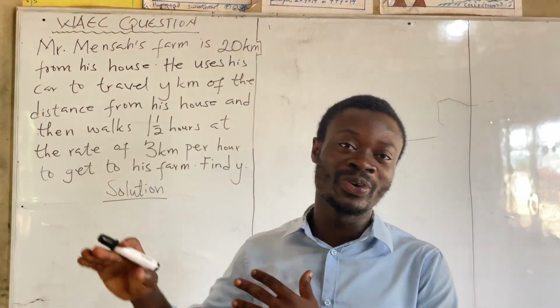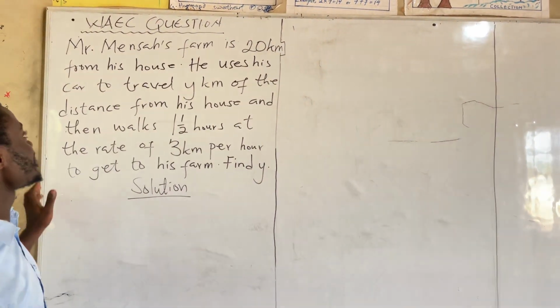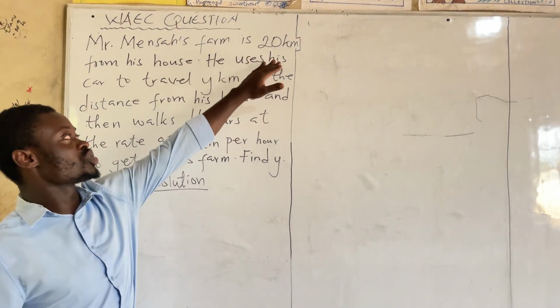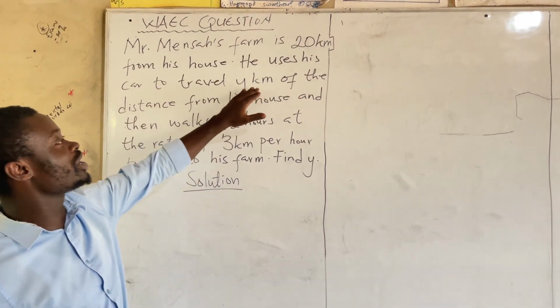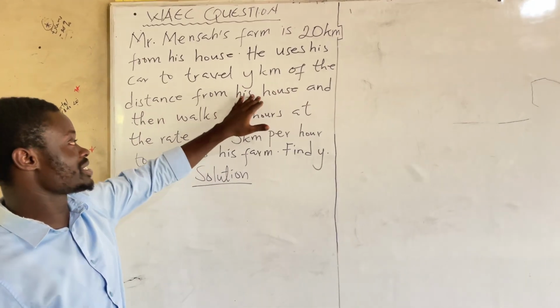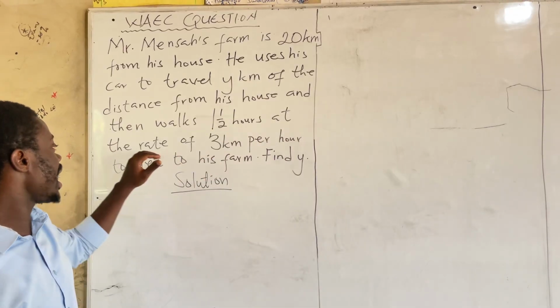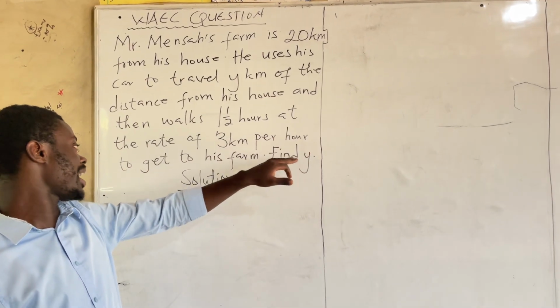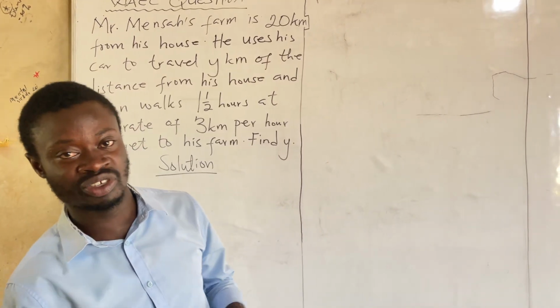Today we have a simple maths question on the board. Let's solve it. The question says, Mr. Mensah's farm is 20 kilometers from his house. He uses his car to travel y kilometers of the distance from his house and then walks 1 1/2 hours at the rate of 3 kilometers per hour to get to his farm. Find y. So this is a simple maths question as usual.